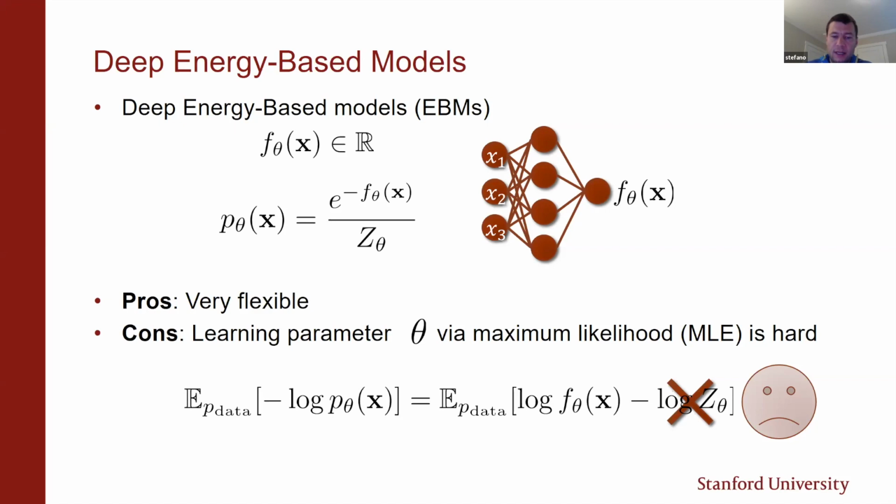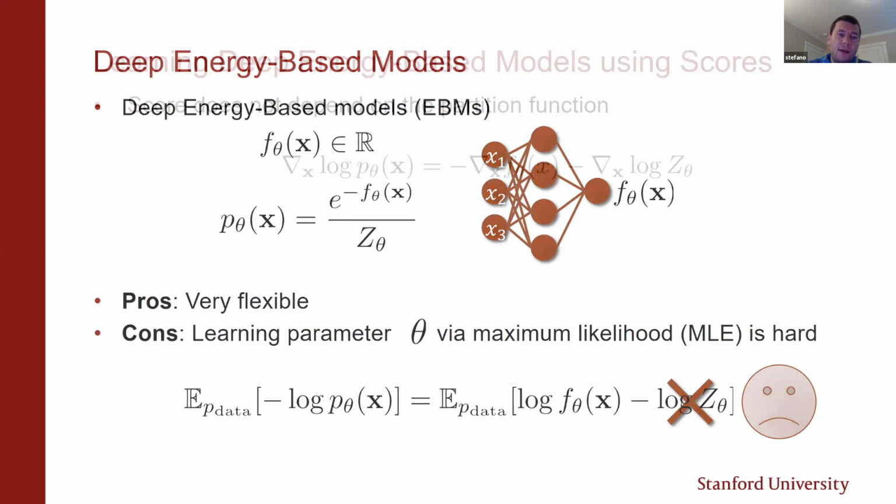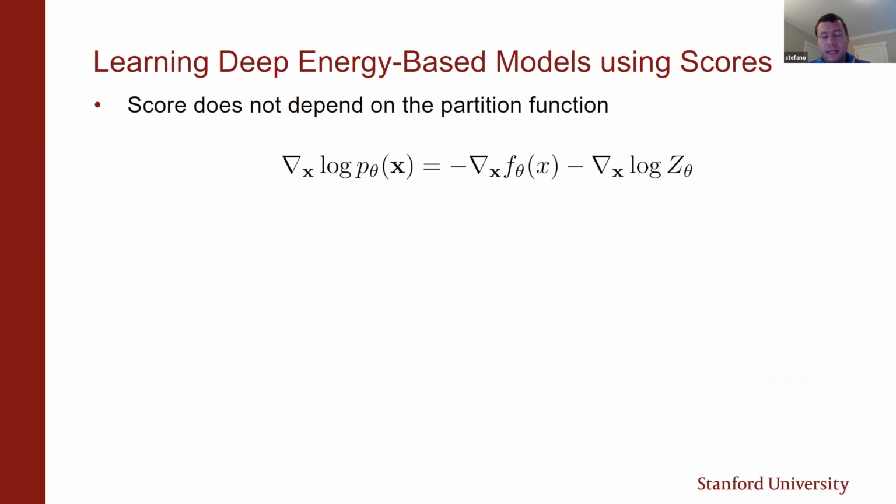On the other hand, we can look at what happens if we look at the score of this kind of model. If we look at the gradient with respect to x of this log likelihood, we get the gradient of two terms. We get the gradient with respect to x of our f theta, our energy, our deep neural network, which is something that we might be able to evaluate efficiently. And then we get the gradient with respect to x of the log partition function, which is just a constant, and so the gradient with respect to x of this term is actually zero.